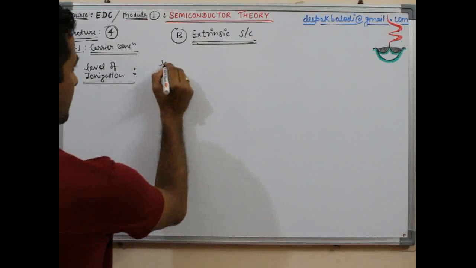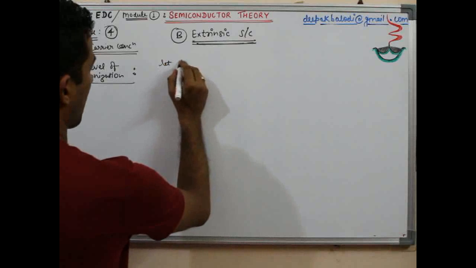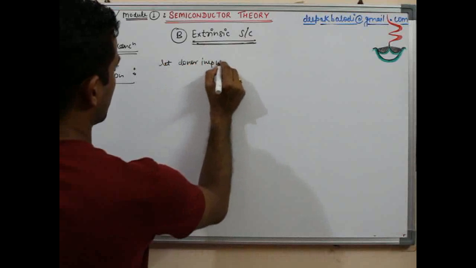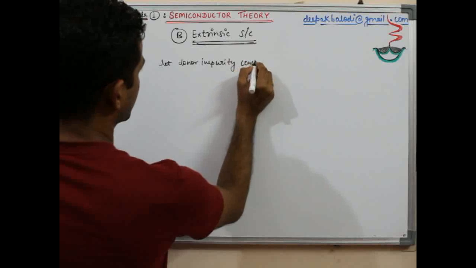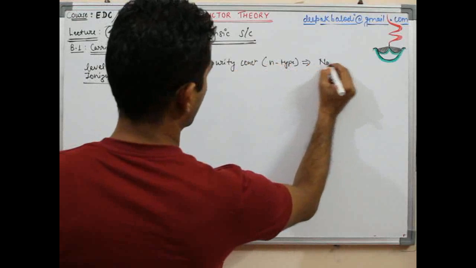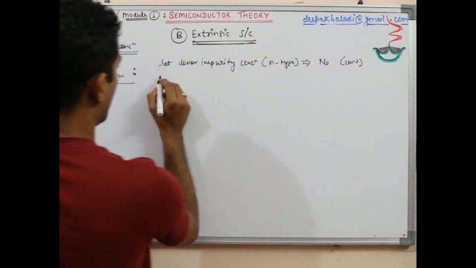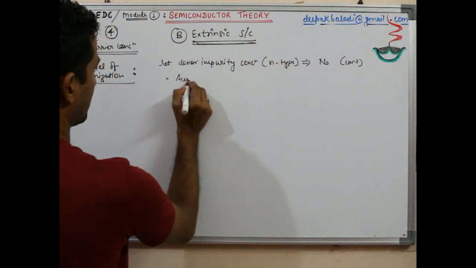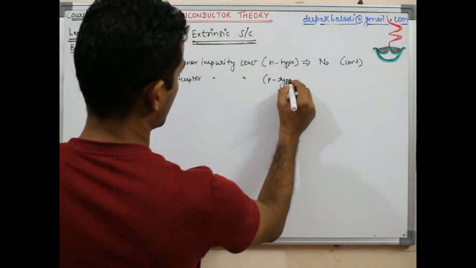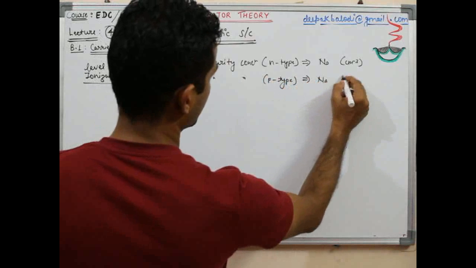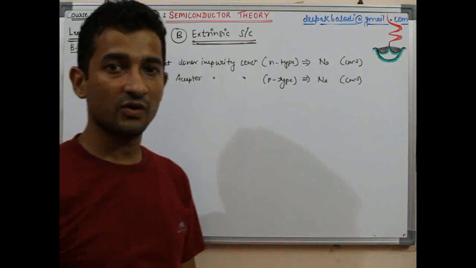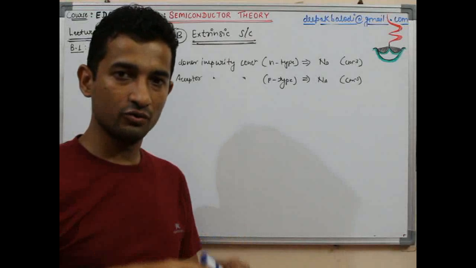Let the donor impurity concentration, obviously for n-type, be ND, per centimeter cube, and let the acceptor impurity concentration, that is obviously p-type, be, let's say, Na. So these are the figures for the number of atoms we have introduced externally.